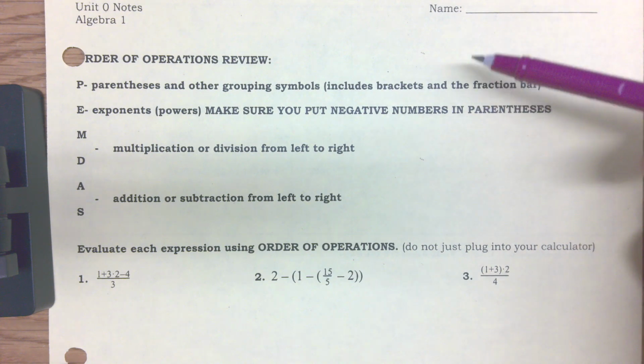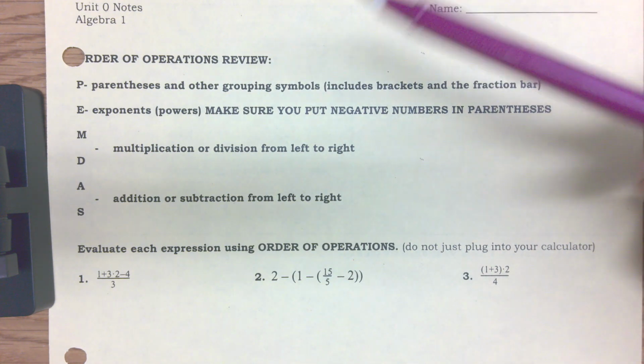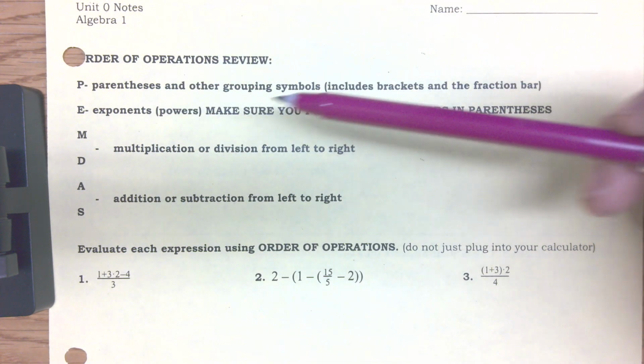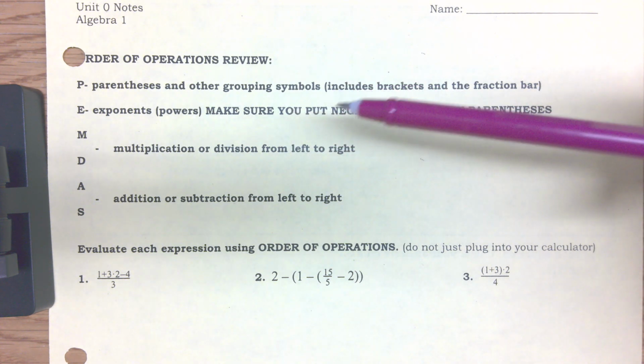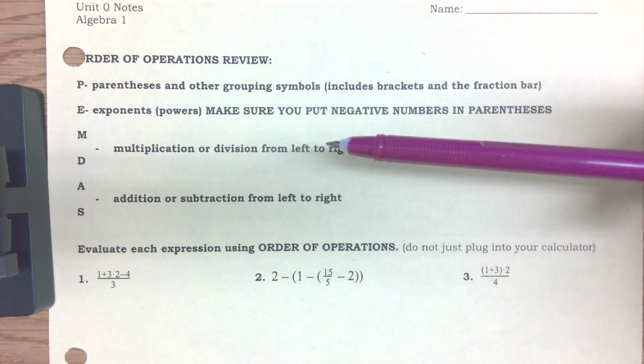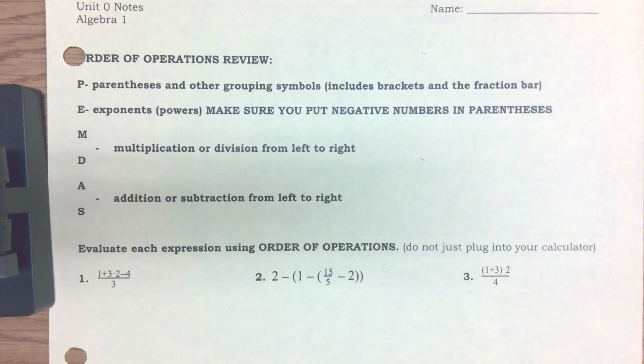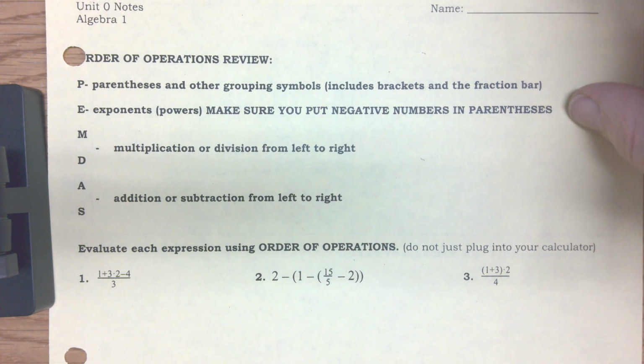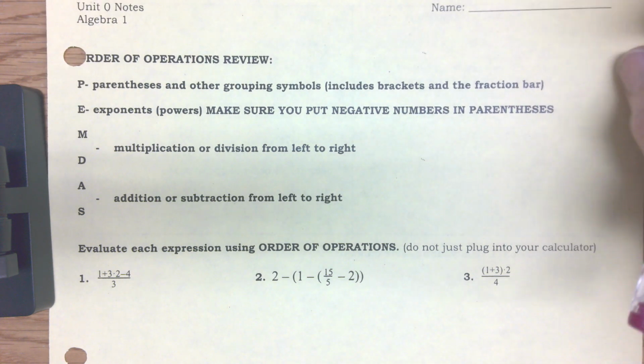Our first section is just a review of the order of operations. Remember PEMDAS, where you're going to do your parentheses or grouping symbols, powers, exponents, multiplication or division from left to right, and then addition or subtraction from left to right. So we're going to run through a few problems of working with the order of operations.